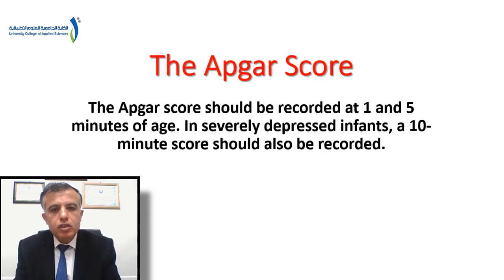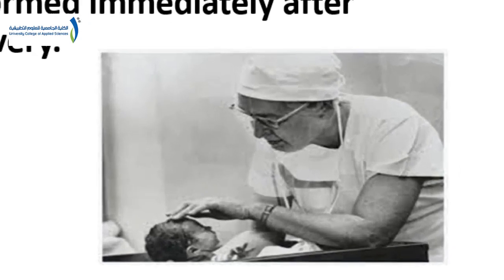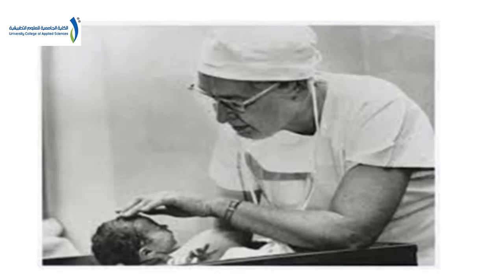soon as the child or the neonate needs to be assessed if he or she is depressed in this transitional period. The purpose of this scoring is to assess the infant's ability, especially from the cardiopulmonary aspects, to adapt or adjust to the extrauterine life, and it should be performed immediately, as said before, after delivery, and could be repeated at 1 and 5 minutes, and at other times if the child's status is unstable.